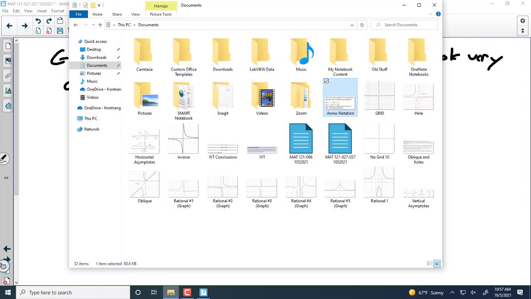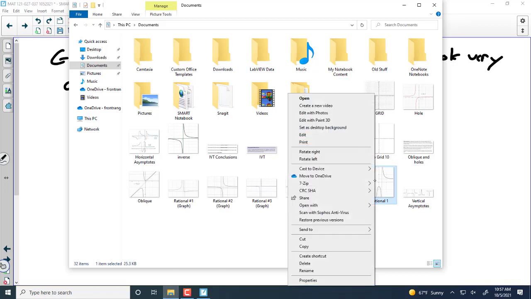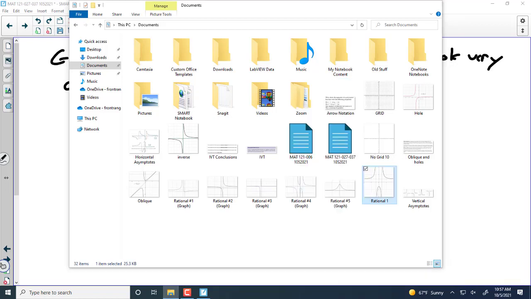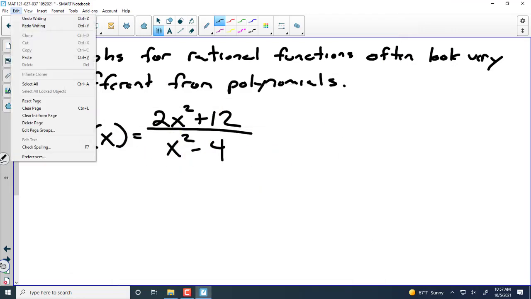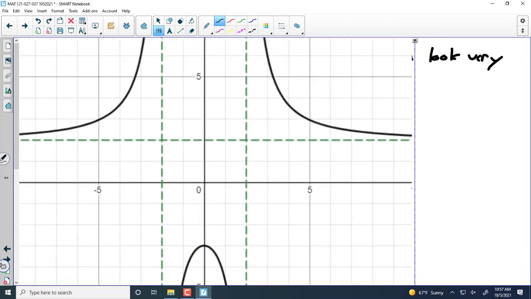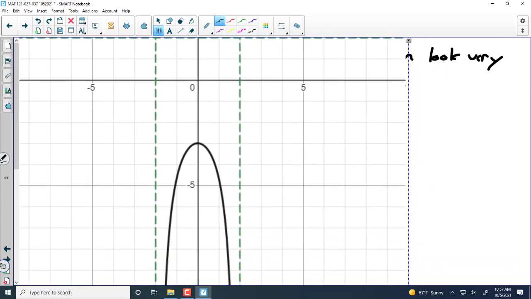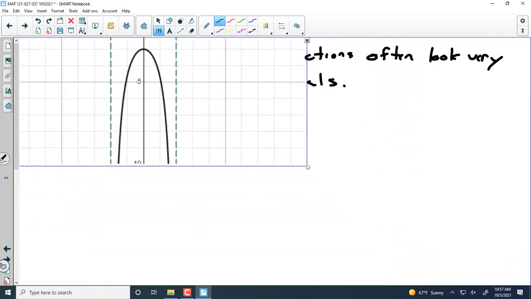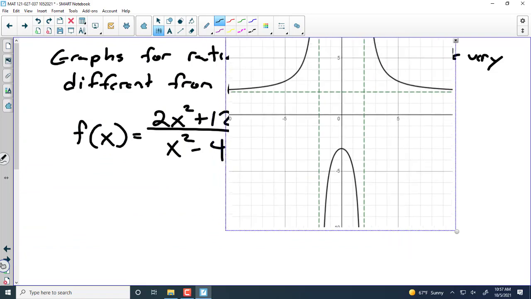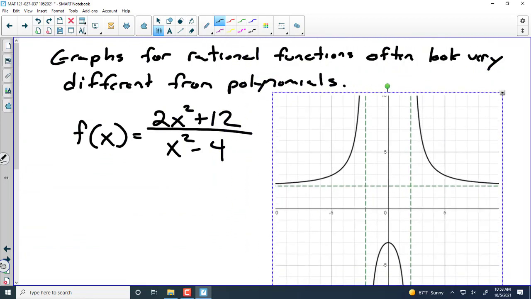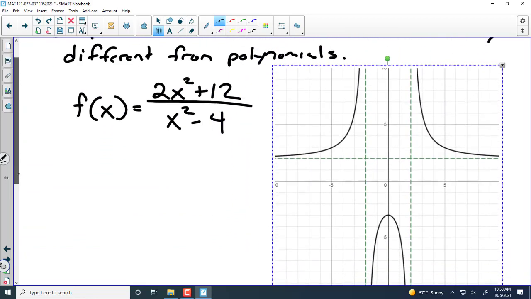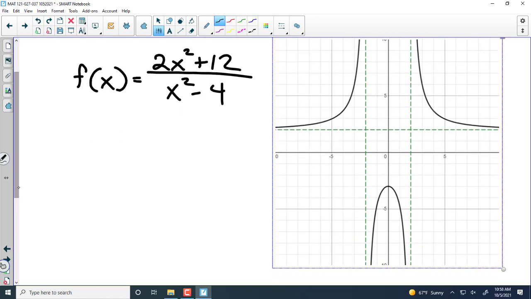The graph for this looks like this. So big. This is what the graph of that rational function looks like, everyone. And I'm going to have you doing this before the day is over today. I'm going to teach you how to draw this graph.